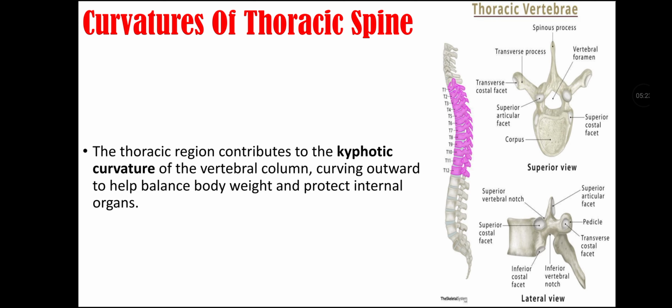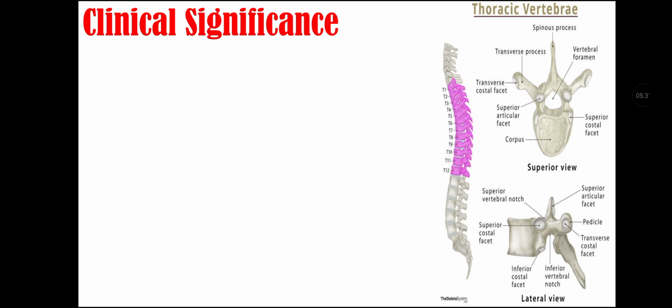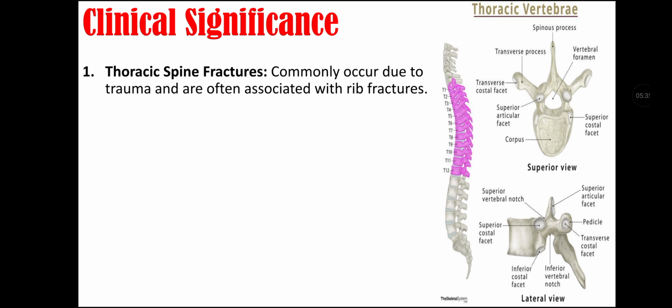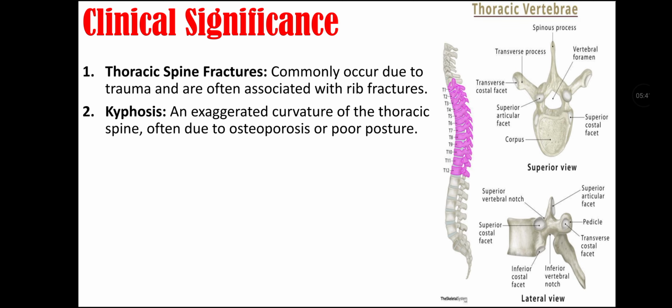Curvatures of thoracic spine. Thoracic region contributes to the kyphotic curvature of the vertebral column, that is curving outward to help balance body weight and protect internal organs. Clinical significance of thoracic vertebra. First is thoracic spine fracture. They commonly occur due to trauma and are often associated with rib fracture. Second is kyphosis, that is exaggerated curvature of thoracic spine and is often due to osteoporosis or poor posture.